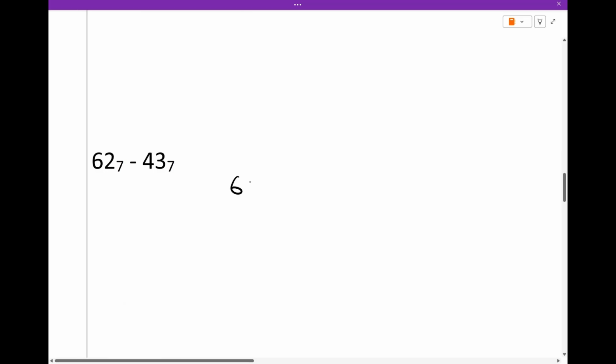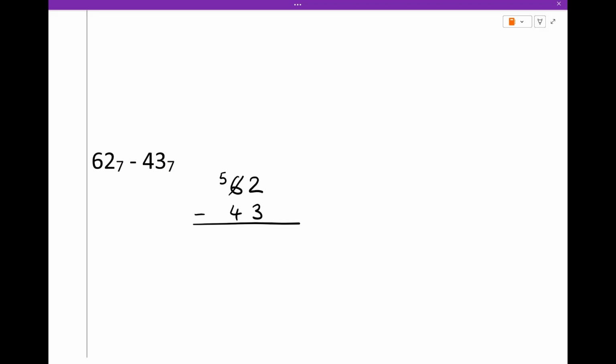So we do 62 base 7 subtract 43 base 7. If we start with the 1s, 2 subtract 3, that's not going to work. So I need to go to the 7s column. I'm going to take one of these 7s, so we've now only got 5 of them left over, and I'm going to exchange it for 7 ones.